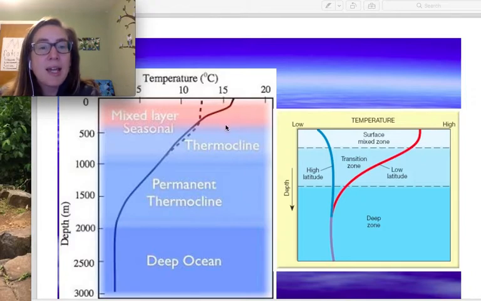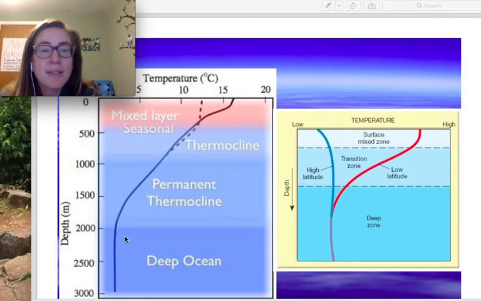But after you reach about 300 meters, you start to experience a thermocline. A thermocline is a sudden change of temperature. As you go to the lower depths, the temperature decreases for the most part, unless, let's say, you started with a really cold Arctic ocean to begin with. And then you will reach your deep ocean, which again has a temperature of about 2 degrees Celsius.